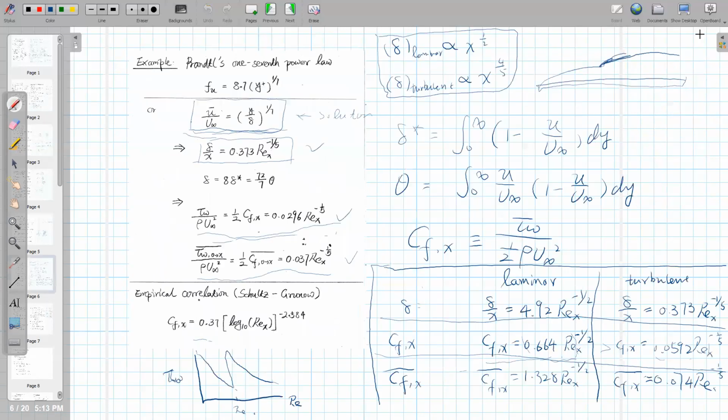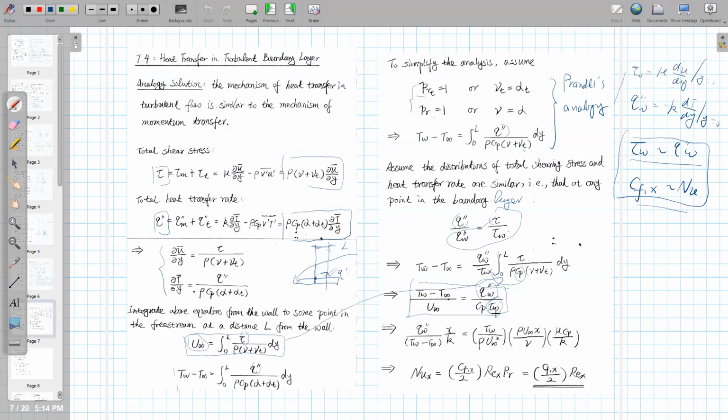And with this, then we can calculate what the q double prime is, because this tau w we already know from our previous solution here, right? We know from the velocity distribution, we are already able to calculate this tau w for the hydraulic performance in the turbulent boundary layer. So with this correlation, you can directly calculate what the QW double prime will be.